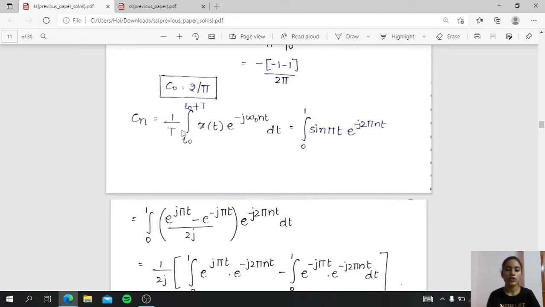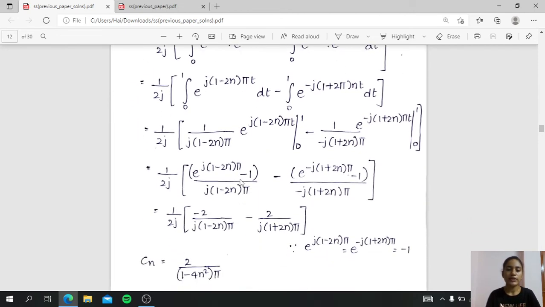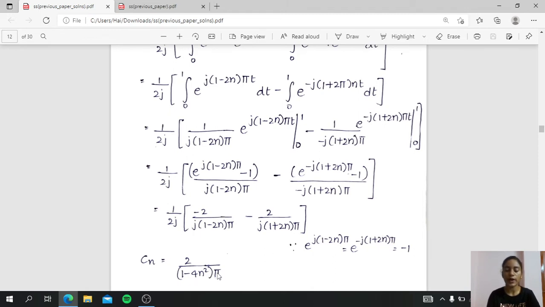Again, the same goes here. Your T will be 1, x of t is sine pi t, and your omega naught is equal to 2 pi. On substitution, you'll solve this. Here 1 by 2j is constant, so take it out and multiply these terms. Now this is in the form of a power m into a power n, so it becomes a power m plus n. In the next step, you'll integrate this, bound it to the lower and the upper limits. Substitute the upper limit minus lower limit. You'll get this particular equation. Since e power j into (1 minus 2n) into pi is equal to e power minus j into (1 plus 2n) into pi is equal to minus 1, on substitution, we will get Cn is equal to 2 by (1 minus 4n square) into pi.